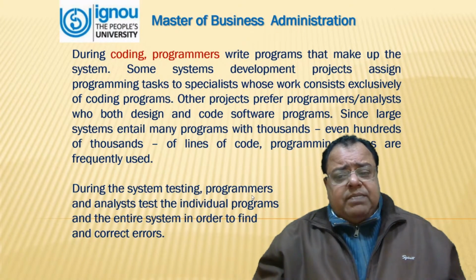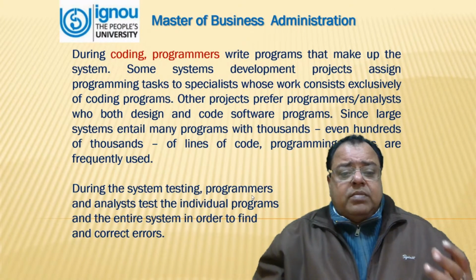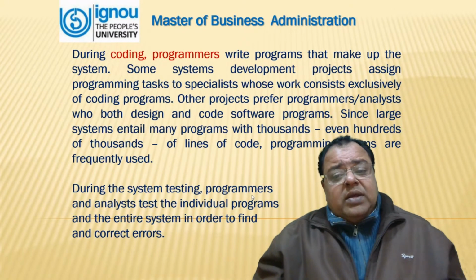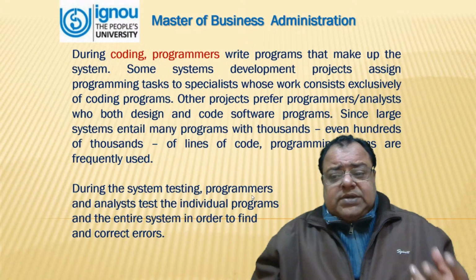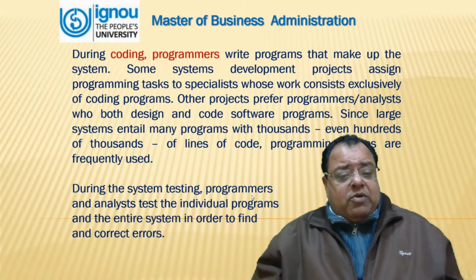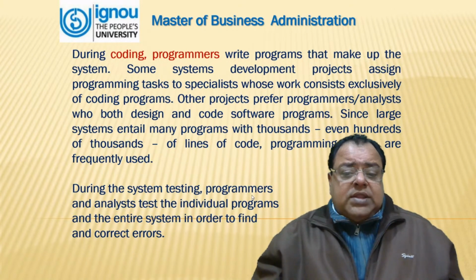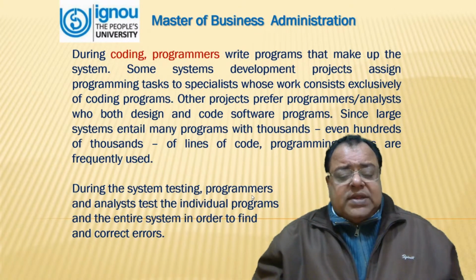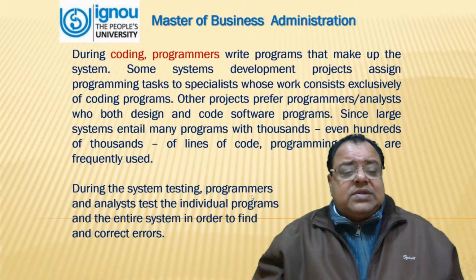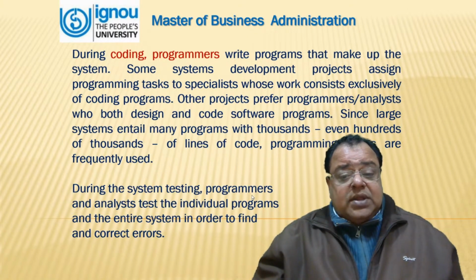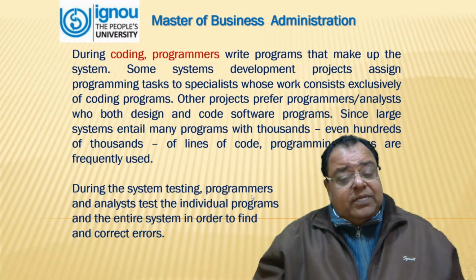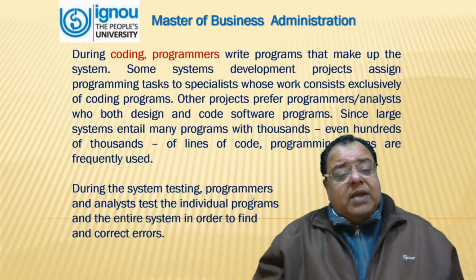Some system development projects assign programming tasks to specialists who work exclusively on coding programs. Other projects prefer programmer analysts who both design and code software programs. Since large systems entail many programs with thousands, even hundreds of thousands of lines of code, programming teams are frequently used.